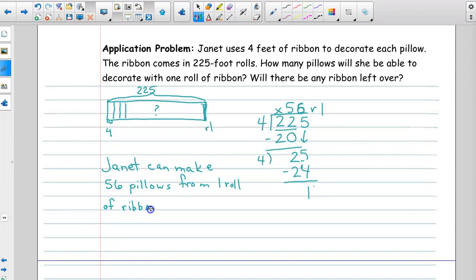I'm going to make this a compound sentence, comma, because I have to answer this other part. Will there be any ribbon left over? And she will have 1 foot of ribbon left over. Okay, I hope you got that answer yourself.